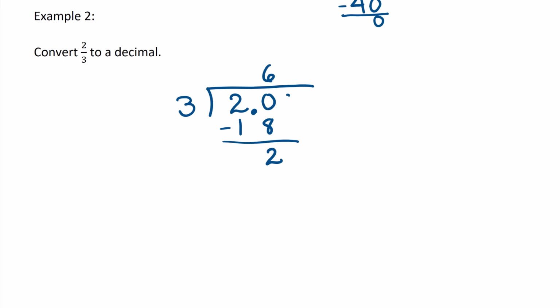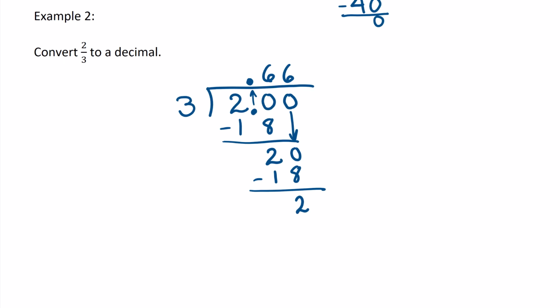And so now 3 will not go into 2, so I introduce another 0, drop it down, 20. And now 3 will go into 20 6 times. That's 3 times 6 is 18. My remainder, if I subtract 18 from 20, is 2 again. And you may start noticing a pattern. I'm going to go ahead and put that little decimal place up above my long division symbol.